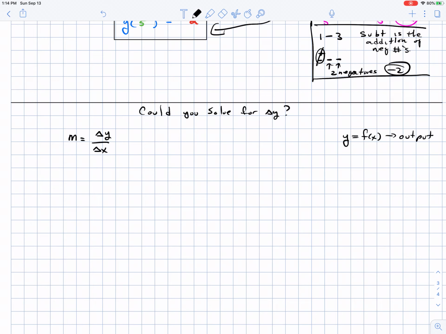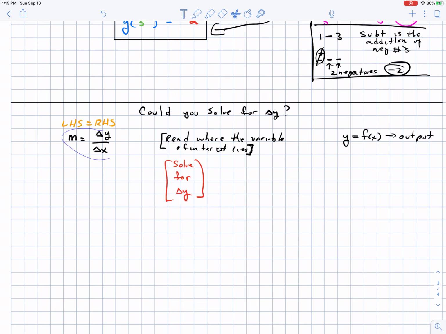So, when we are doing this, read where the variable of interest is. So the advice is read where the variable of interest lies. So in this case, we can see that we have a left-hand side equaling a right-hand side. So we're looking to solve for delta y. This is only a one step. So let me copy this real quick and put it right there.